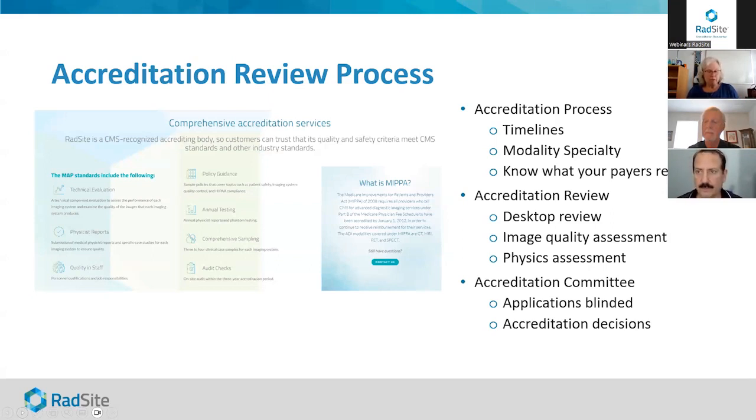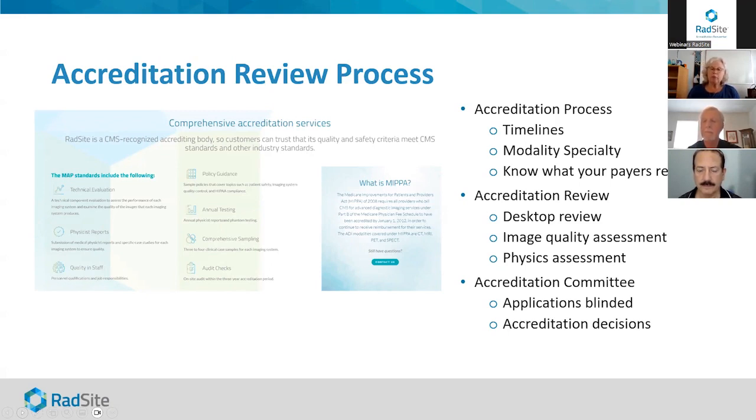Currently, images must be taken within the 6 months prior to the submission of your application. And it also must include the interpreting physician's report. The final part of the review process, of course, is the physics assessment. And Dr. Patton has talked about that quite a bit. And so you'll upload those the same as you upload your regular images and go from there.